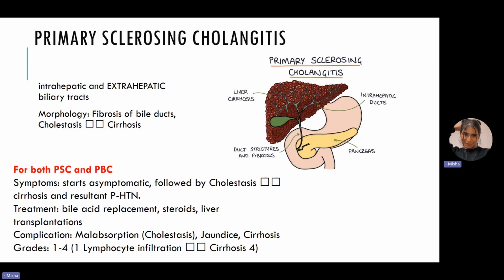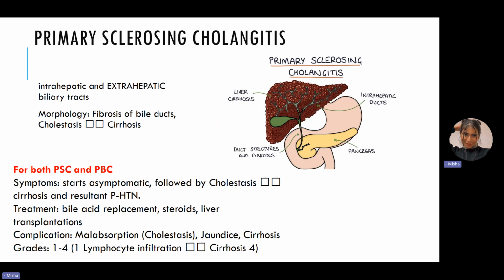There's an increased risk of biliary intraepithelial neoplasias and cholangiocarcinomas, for example, in patients with primary sclerosing cholangitis. Do make the relationship with biliary intraepithelial neoplasias, because they can basically lead to it. It can increase the risk of it, and for example cholangiocarcinomas as well. Now, morphology: initially you would see fibrosis of the bile ducts and cholestasis, which basically leads to cirrhosis.